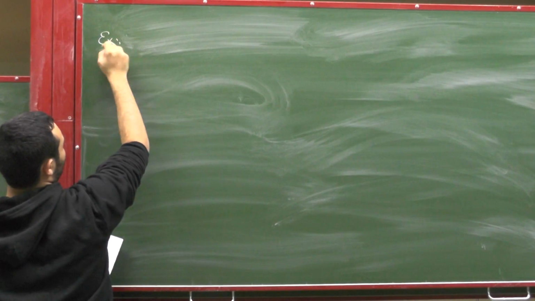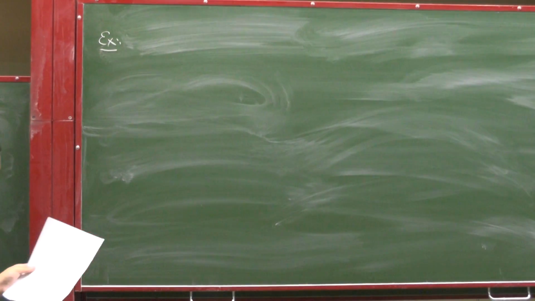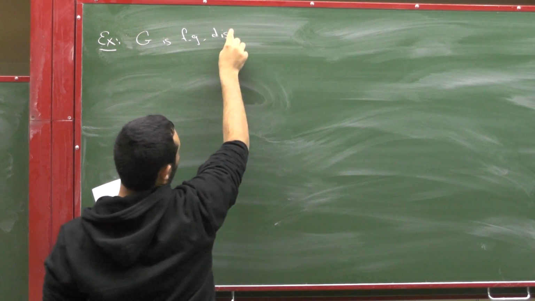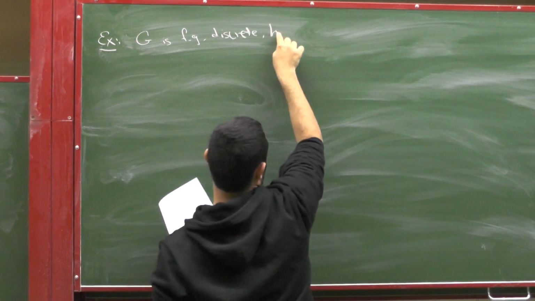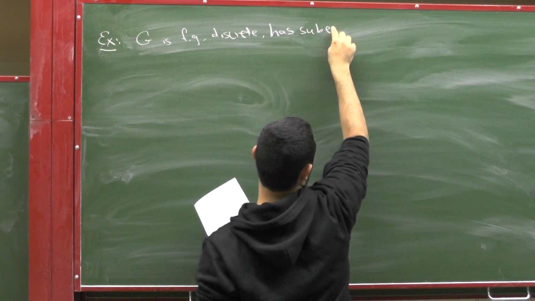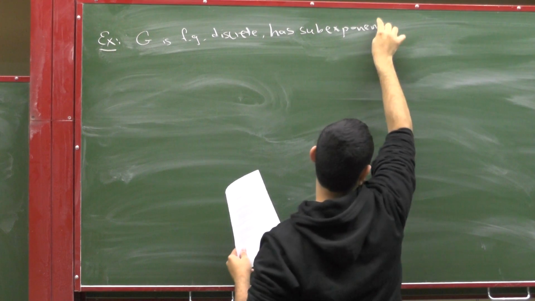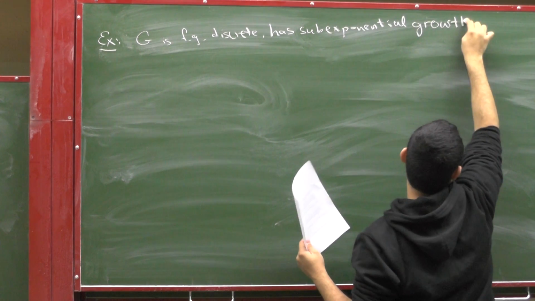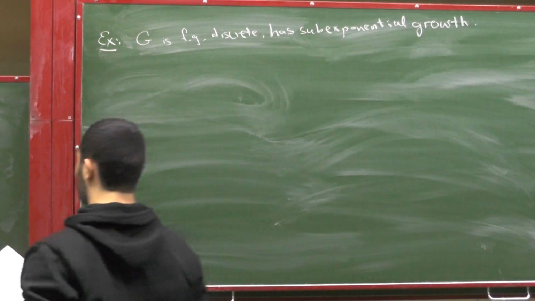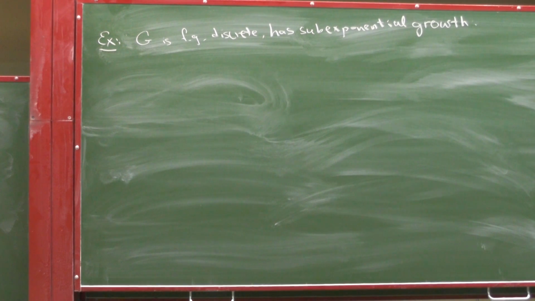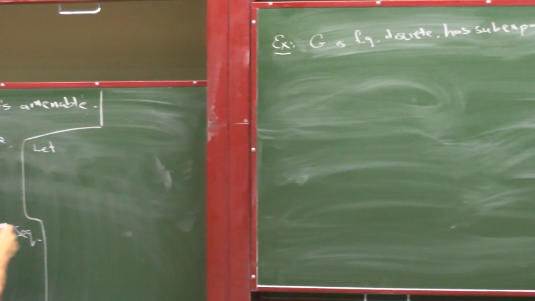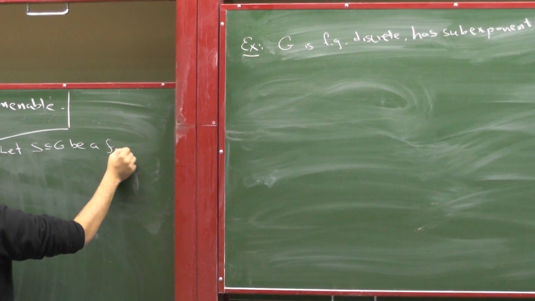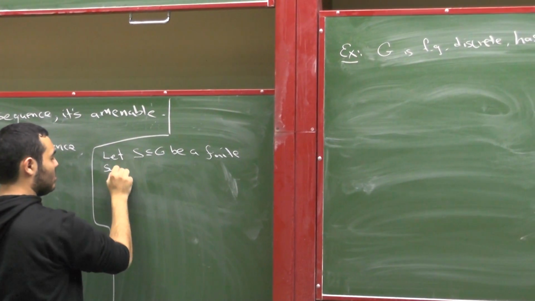Now, for an example we want to do: if G is finitely generated discrete again, and suppose it has sub-exponential growth. So what does this mean? Let S inside G be a finite symmetric generating set.